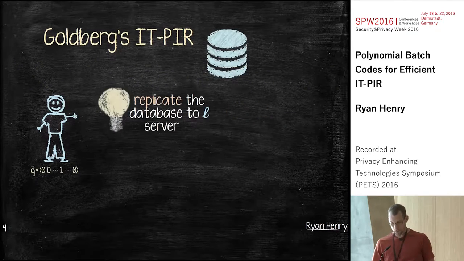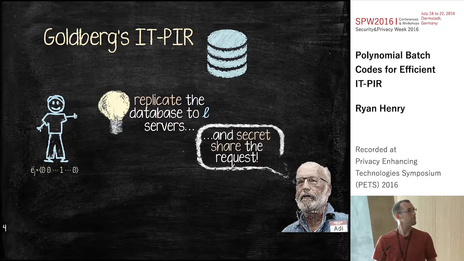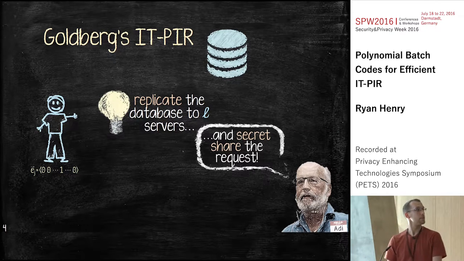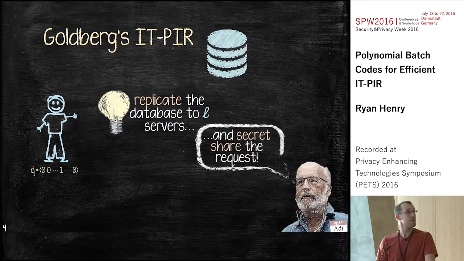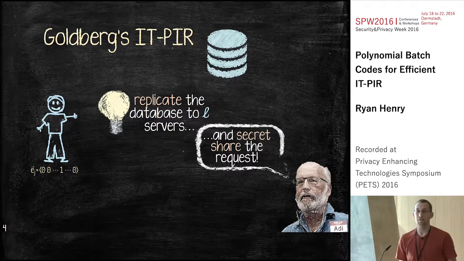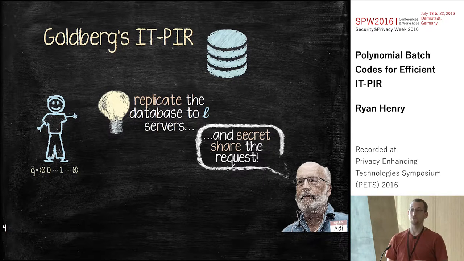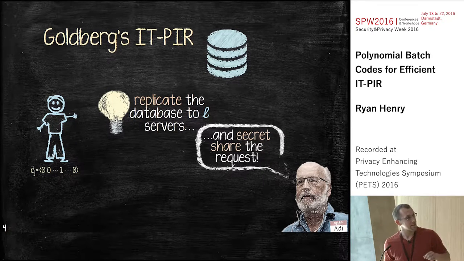Okay, so this seems to work, but we don't have any sort of privacy. So we need to do something here to get privacy from this. And it turns out this is actually relatively simple. So the approach we're going to use was proposed by Goldberg back in 2007. We're going to replicate the database, as was previously mentioned, amongst several different servers. And then Adi here is giving us the missing piece.